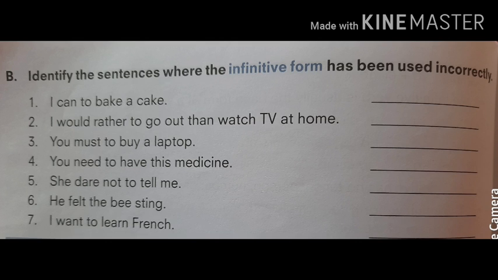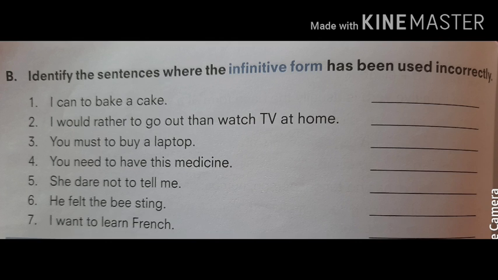Identify the sentences where the infinitive form has been used incorrectly. So I will tell you the answers. I can to bake a cake. Instead you can write, I can learn to bake a cake.